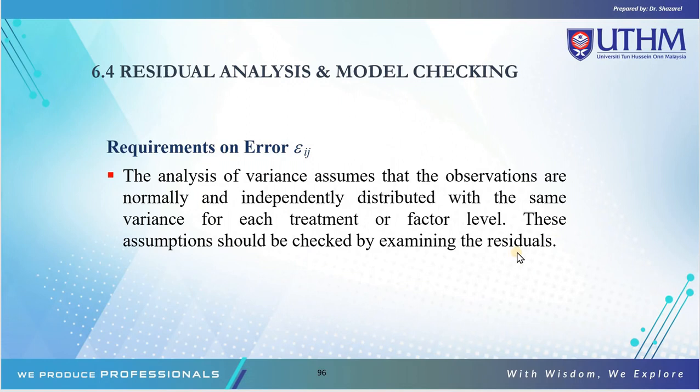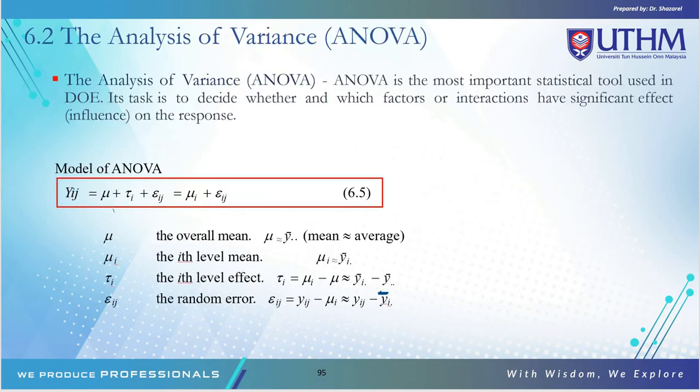We have already come across the residual in the previous video, so I will recall some of the slides. This is the residual, the random error, which is the difference between each observation and its level average. Yij is each individual observation, and then the difference with the level average.